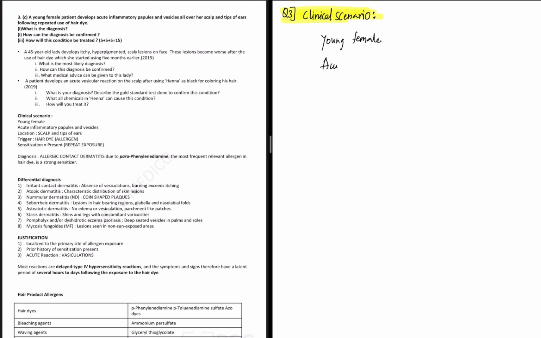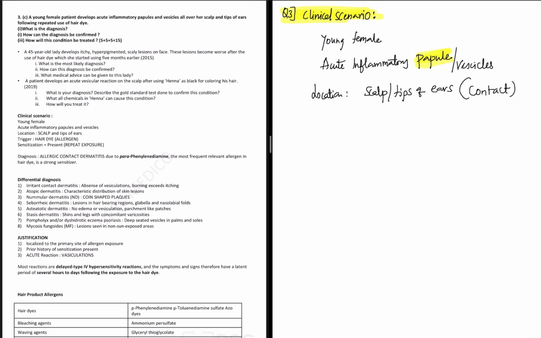There is an acute inflammatory papule. What you see in the skin lesion is a papule, and also vesicles. So there is a papular or a vesicular lesion, and the location is scalp, tips of ears. That means these are contact areas. Wherever there is contact, the patient is developing an acute inflammatory vesicular lesion. And the trigger agent, or let me call it an allergen, is a hair dye.